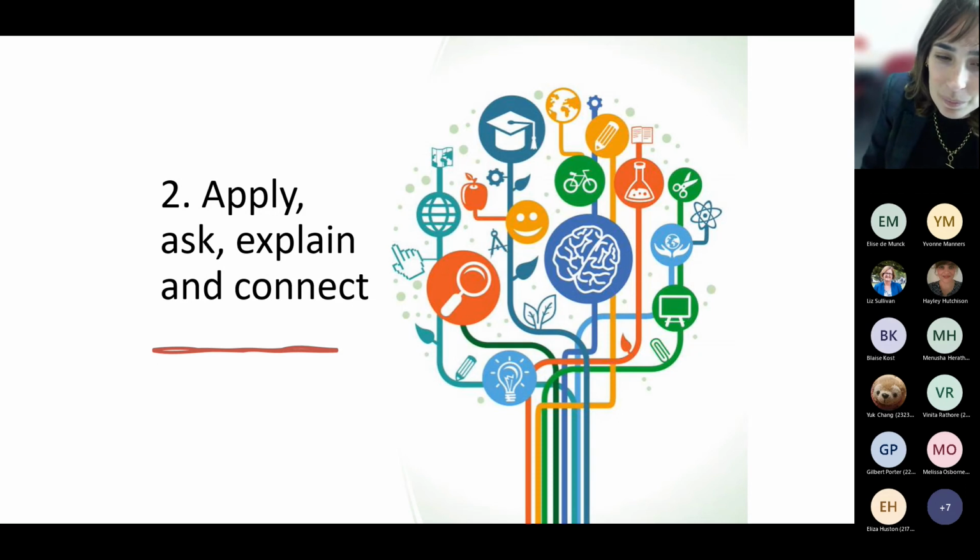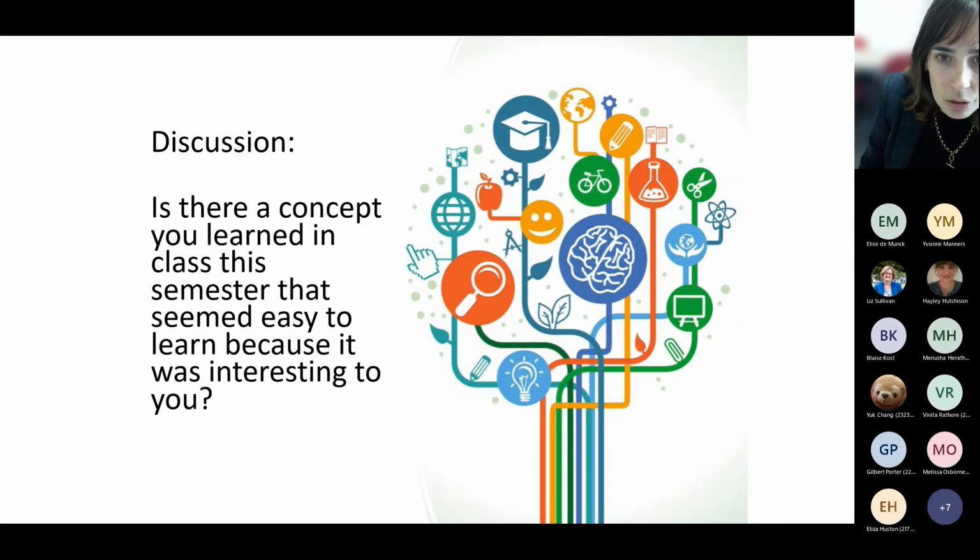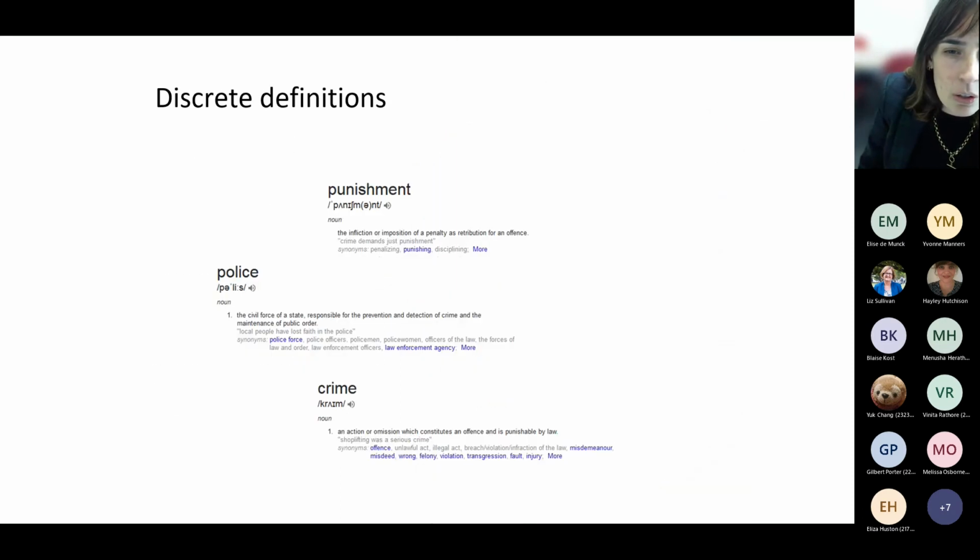So let me explain. I'm going to have to skip past this discussion. So the way our memories tend to be structured, it's not in these discrete definitions. We don't have an individual entry for punishment or police or crime.